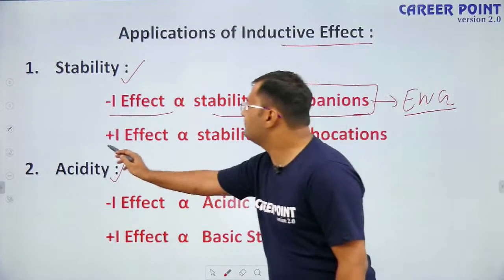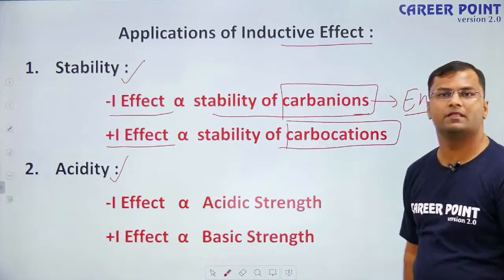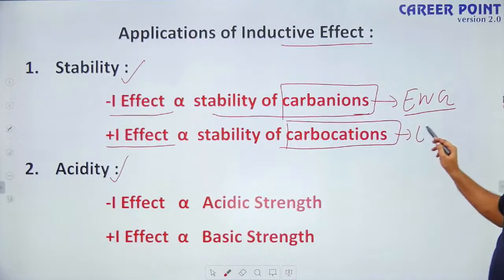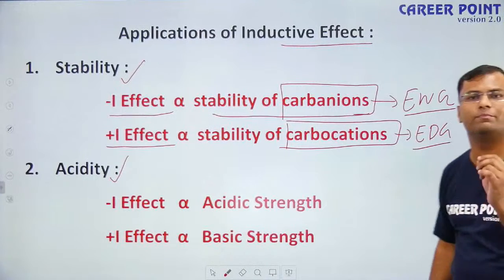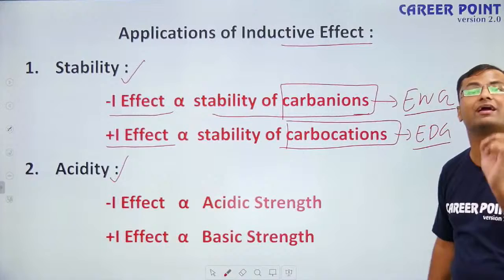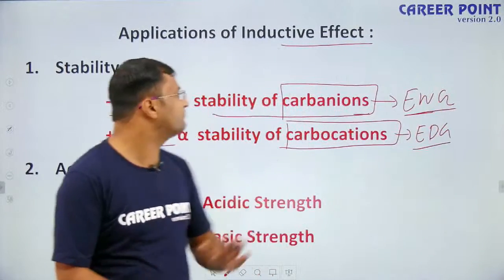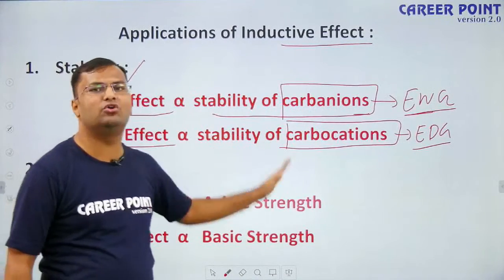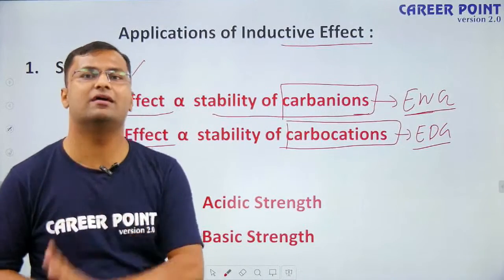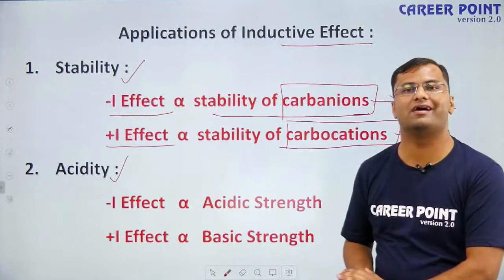Second, plus I effect is directly proportional to the stability of carbocations. Any electron donating group attached to a compound increases the stability of carbocations. So an electron withdrawing group increases the stability of carbanions, and an electron donating group increases the stability of carbocations. Clear? This is the first point, stability of any carbocation or carbanion.